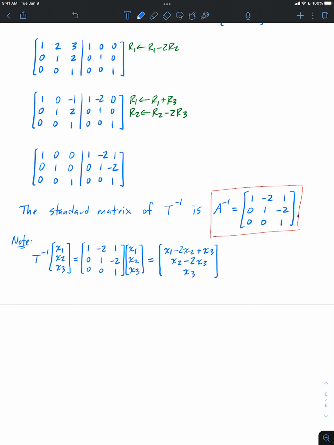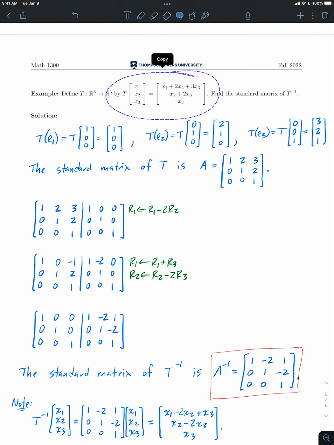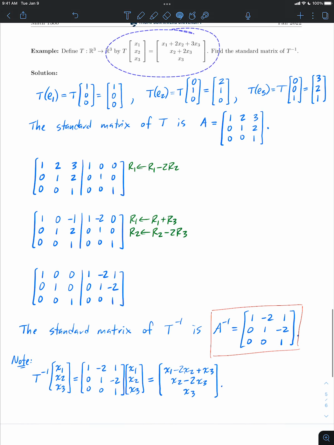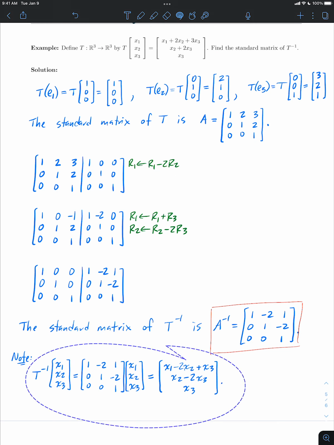You can check now, if you want, that this function and this function cancel each other out. If you apply one to an input vector and then take the corresponding output vector and plug it into the other function, you're going to end up back right where you started. That's the whole point of the inverse of a linear transformation.